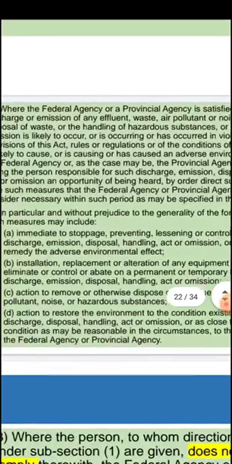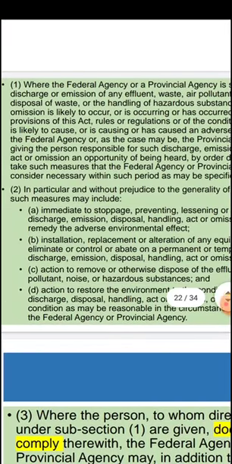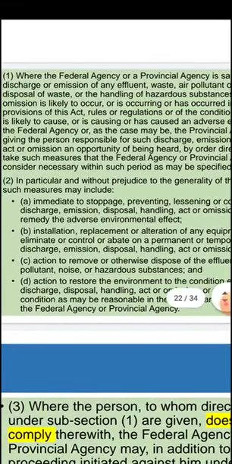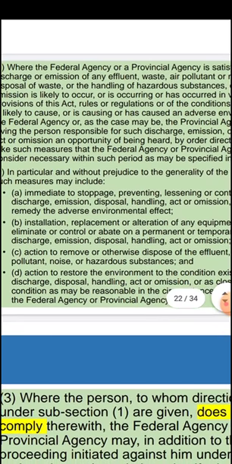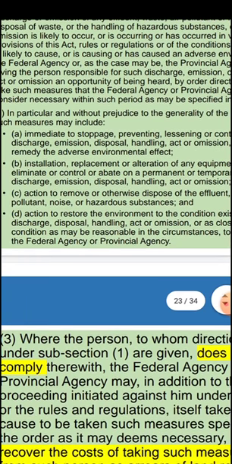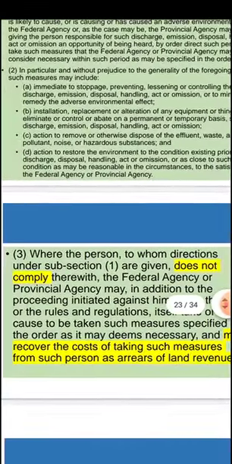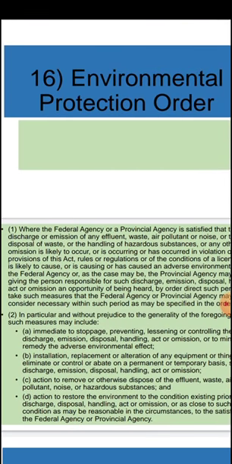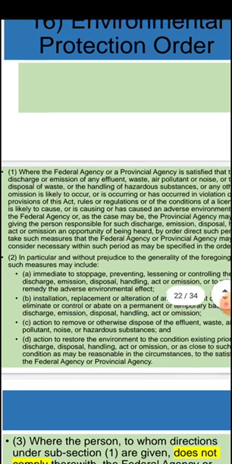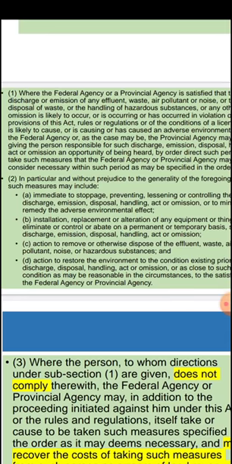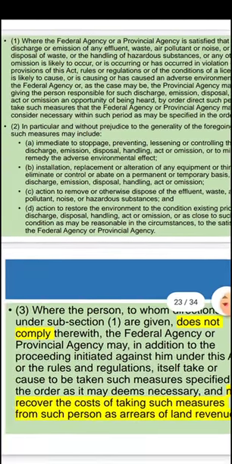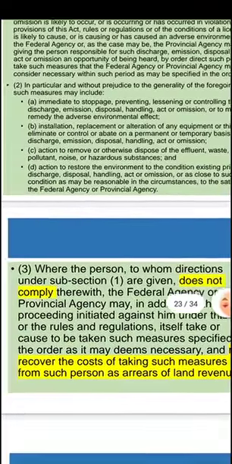Those measures are discussed here: to take immediate steps to stop, to prevent, to lessen or control discharge emissions, and then installation of some equipment, and then action to remove or dispose of the effluent, and then action to restore the environment to the conditions existing prior to that. So all these things are under the section of the environmental protection order. So this is directly implemented by the federal agency. It can intervene, and it can directly hold that person accountable to comply with these environmental issues and non-compliances.